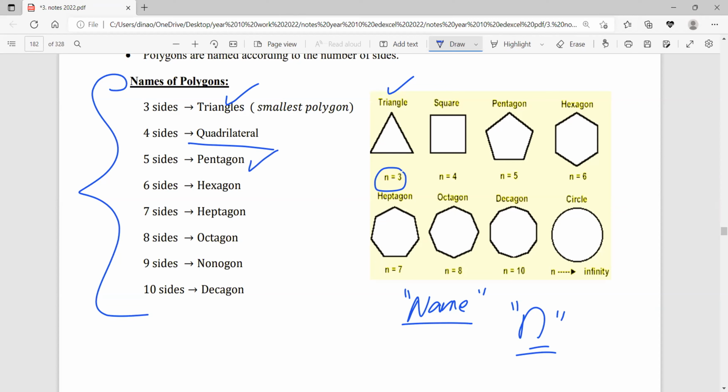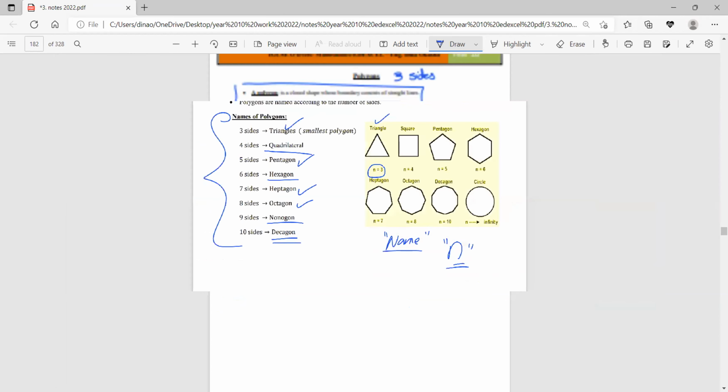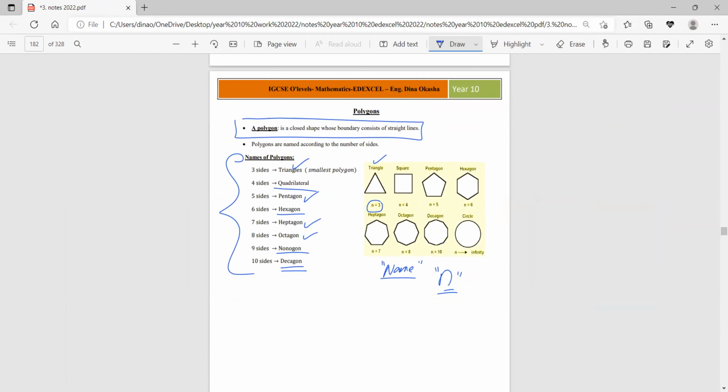Five-sided, pentagon; six-sided, hexagon; seven, hepta; octagon, which is an eight-sided polygon; and the nine-sided polygon is called the nonagon, and then the decagon is a 10-sided polygon. Any polygon that has more than 10 sides would be called, for example, an 11-sided polygon, 12-sided polygon, 13-sided polygon, and so on. So from this page over here, what did we introduce? We introduced the definition of the word polygon and how we name polygons.